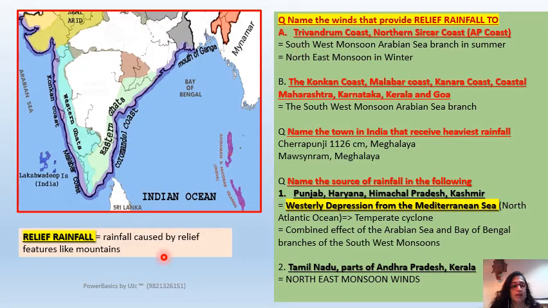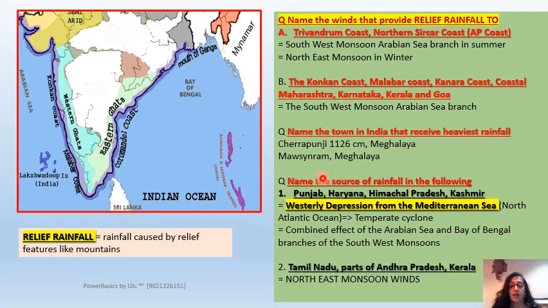Now, relief rainfall is caused by relief features like mountains. Name the winds that provide relief rainfall to the Trivandrum coast, northern Sirkar, Andhra Pradesh coast. This is the Trivandrum coast and the northern Sirkar coast, the Andhra Pradesh coast is here. In the south, it is the southwest monsoon, Arabian Sea branch in the summer, and the northeast monsoon in the winter. The Konkan coast, Malabar coast, Kannada coast, coastal Maharashtra, Karnataka, Kerala and Goa, everybody knows the southwest monsoon, Arabian Sea branch.